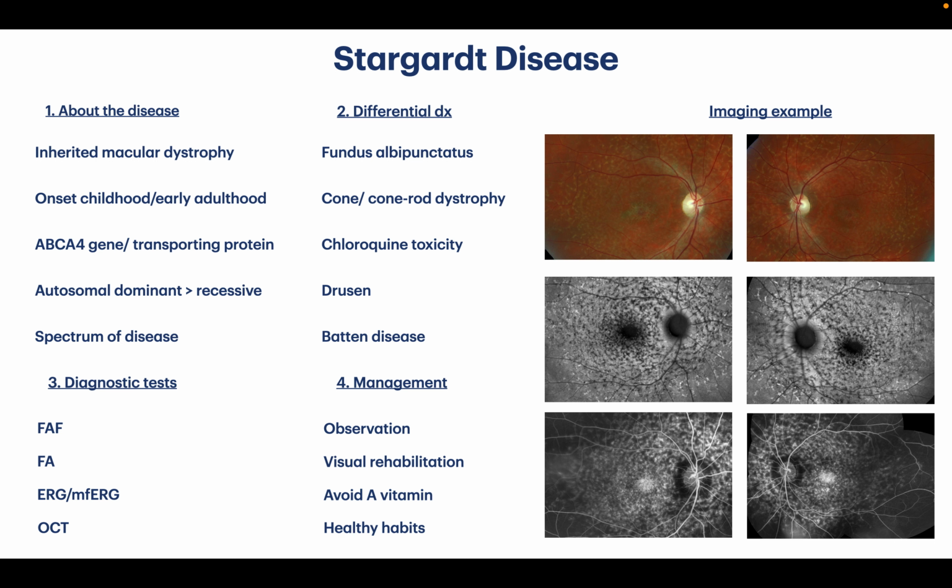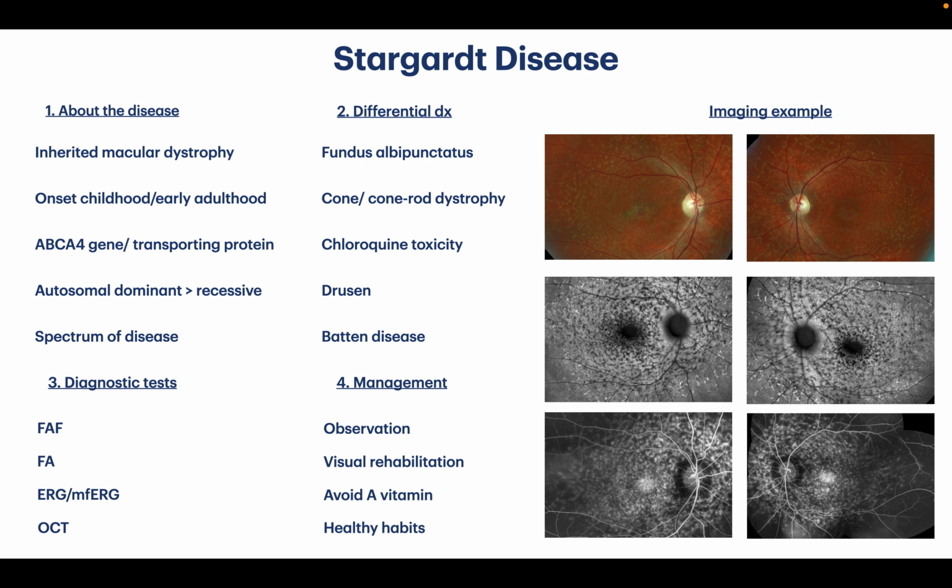Today we'll be talking about Stargardt disease. First, about the disease. Stargardt disease is an inherited macular dystrophy. Patients usually present with symptoms early in childhood or adulthood.